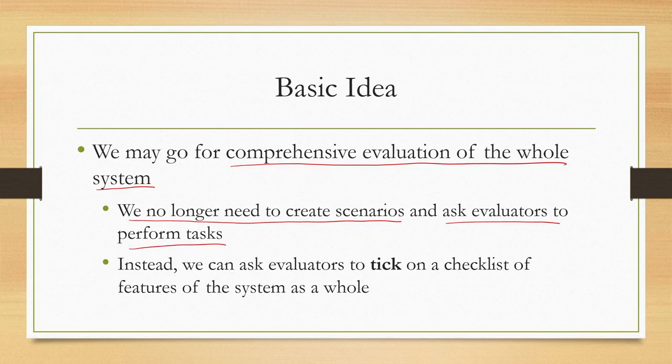Instead, what we can do? We can ask evaluators to tick or select on a checklist of features of the system as a whole. So, the idea is very simple. In cognitive walkthrough, we had some task scenarios. Here we are not having those task scenarios. Instead, we have a checklist of system features that are identified in advance, which are related to usability of the interface. So, an evaluator will be asked to take the interface prototype and tick in the checklist whichever of the features the prototype supports. That is the basic idea.